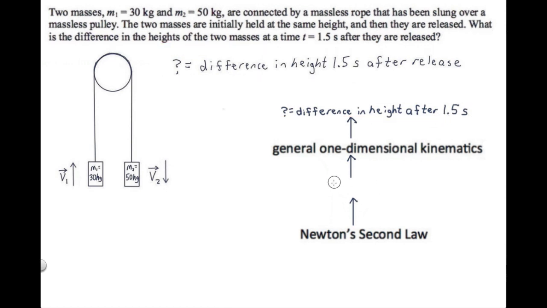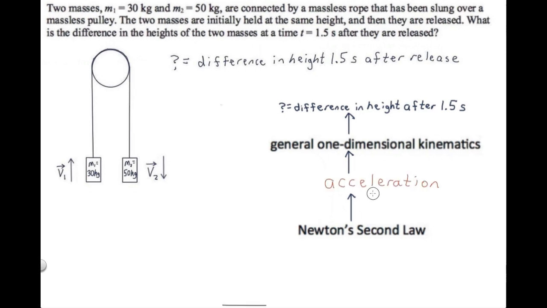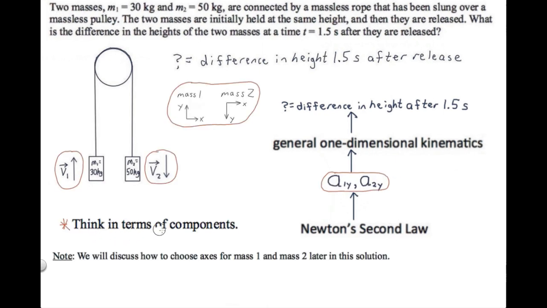What is the connecting link between Newton's second law and kinematics? The one concept that appears in both the Newton's second law equations and the kinematics equations is acceleration. So, acceleration is the connecting link between Newton's second law and kinematics. Think in terms of components. The masses are moving in the y component, so we plan to apply kinematics to the y component. So the connecting links for this problem will be a sub 1 y and a sub 2 y.